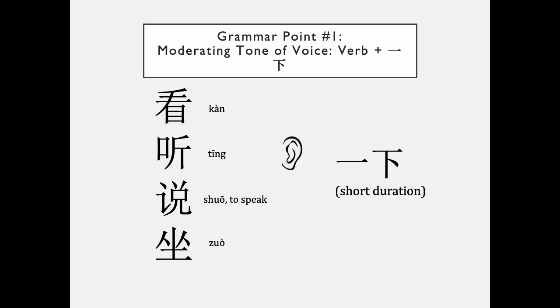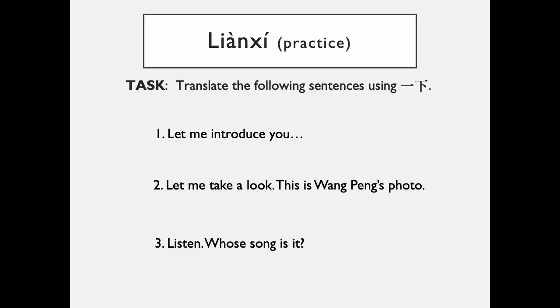Number 2, we could say, 听一下. Number 3, we could say, 说一下. And number 4, we could say, 做一下. Let's practice using 一下. Please translate the following sentences, and I'll do the first one with you here. 中文怎么说? Let me introduce you. We could say, 我介绍一下. And then whoever you're introducing the person to would follow. But notice here how 一下 always follows the verb.